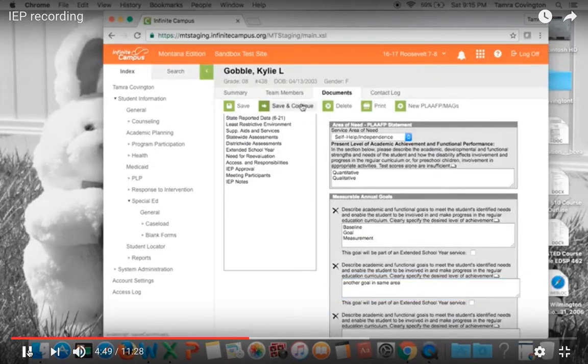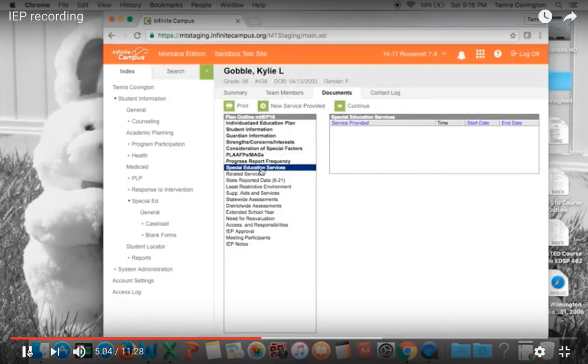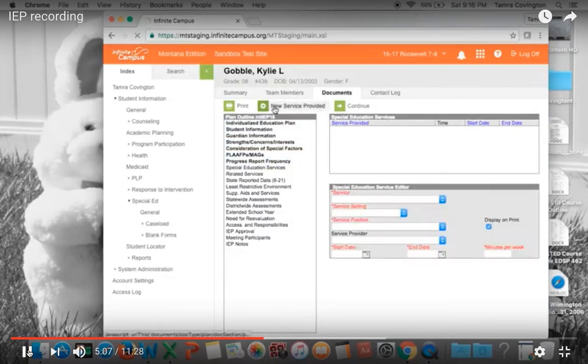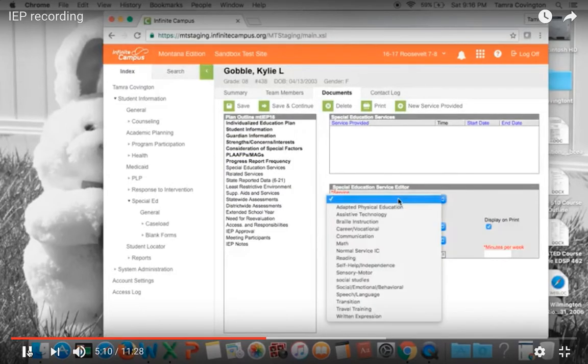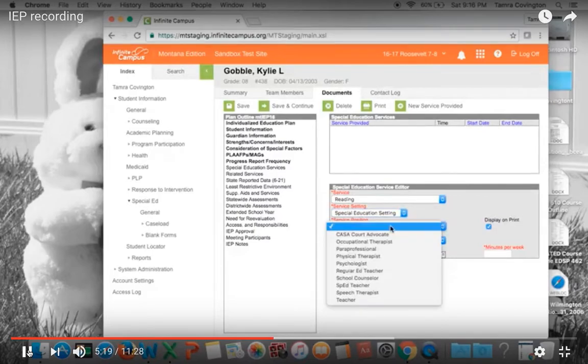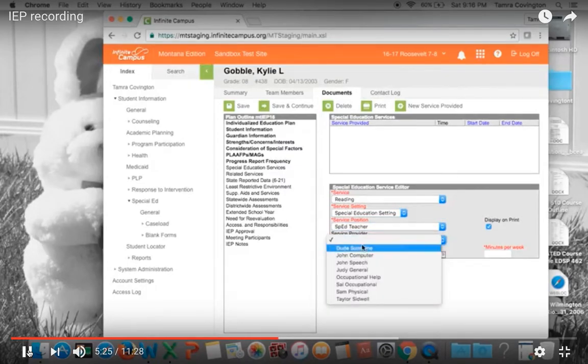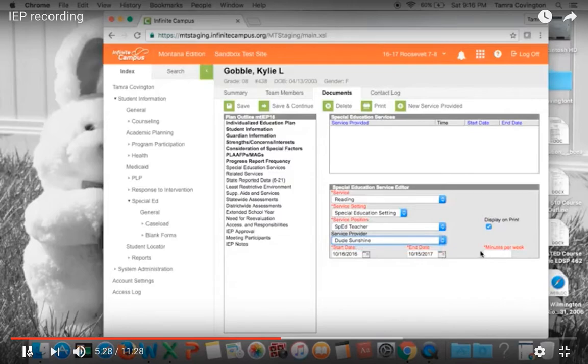For the purposes of this IEP, I'm only requiring that you write a single goal for each service area, but when you're doing this, you potentially are going to have to write more. You need to determine what your progress reporting frequency is going to be, which is typically when all other students receive their report cards. This is where you put in the service setting, whether it's regular ed or special education, who's providing the service, when it starts, when it ends, and how many minutes per week that you provide.